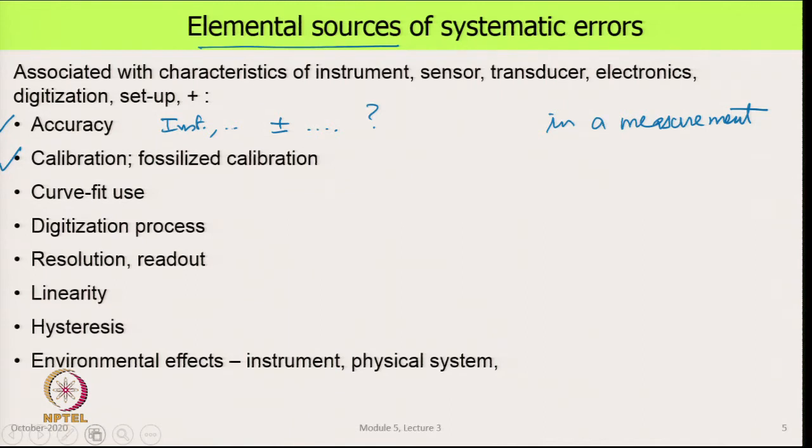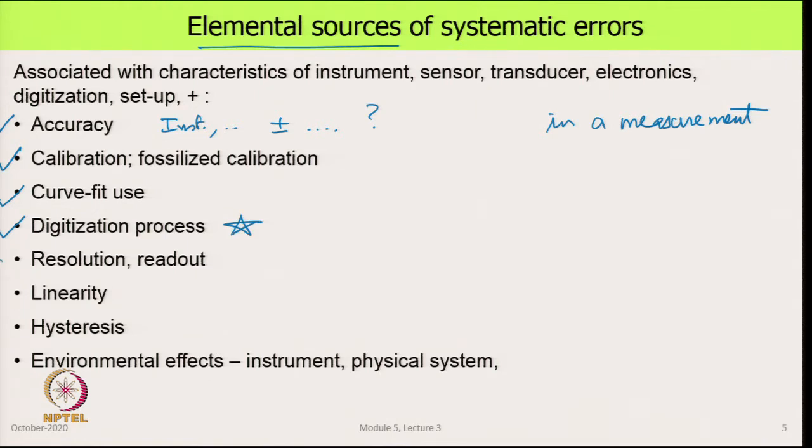Then we have issues with calibration. That means we compare the signal of the instrument with the standard instrument, and also related to that is fossilized calibration, something which is fairly outdated or not correct, but we continue to use it. Then you have the use of curve fits, where we do not do calibration, but we just correlate the input and output and use that information to get our measured values. Then there are systematic errors coming from the digitization process. This we will look at in some detail today.